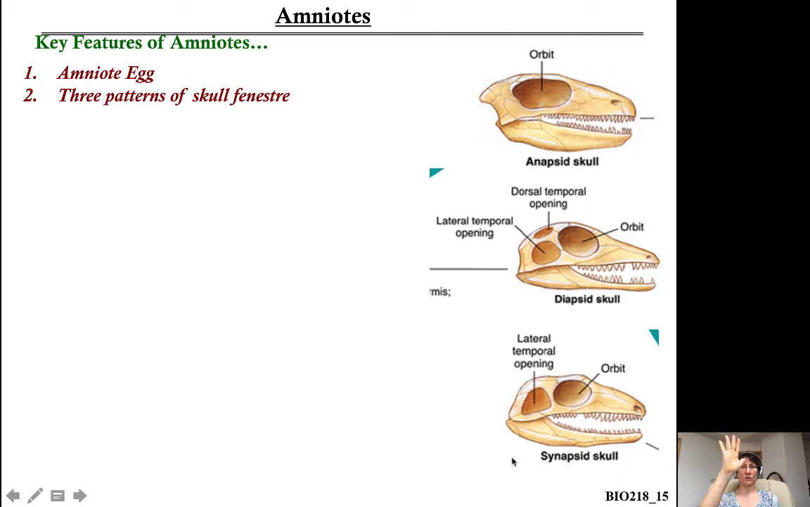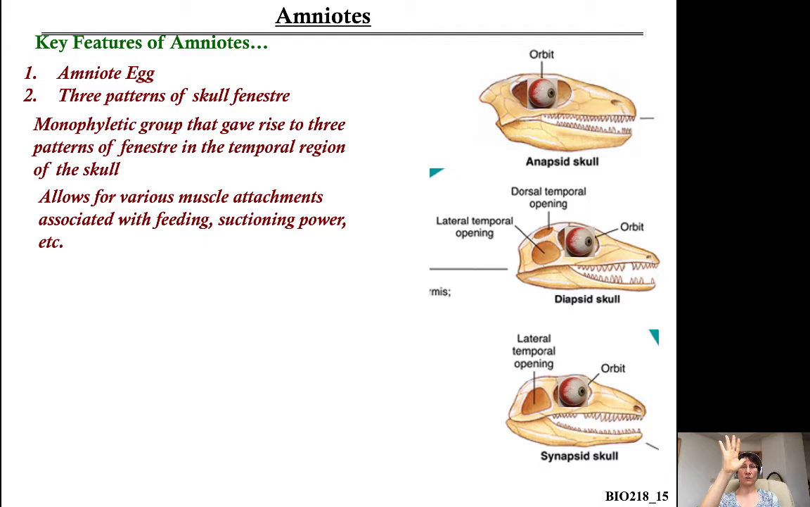And over the years, I've noticed that students get really confused about these holes. So remember, the orbit is where your eyeball goes. So to try to help you with that, I'm going to stick some eyes in there. There you go. So no hole in the anapsid, 2 holes in the diapsid, and then 1 hole in the synapsid.